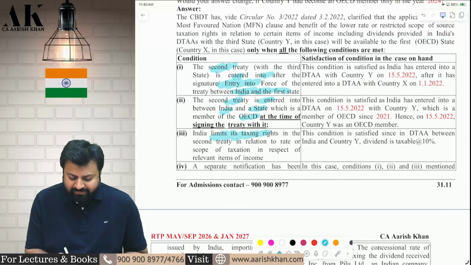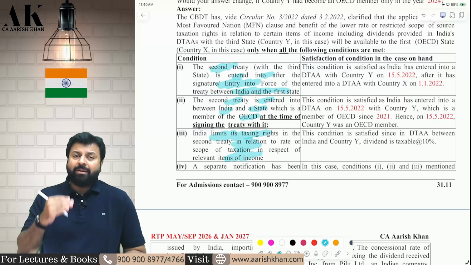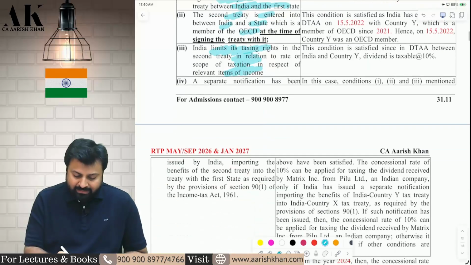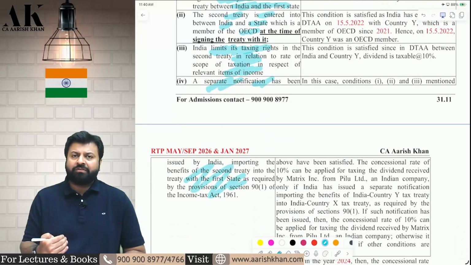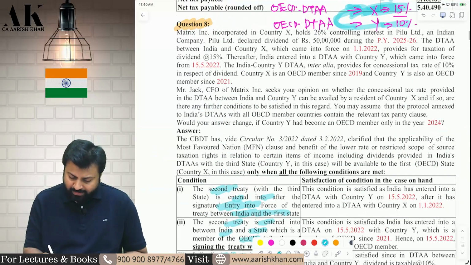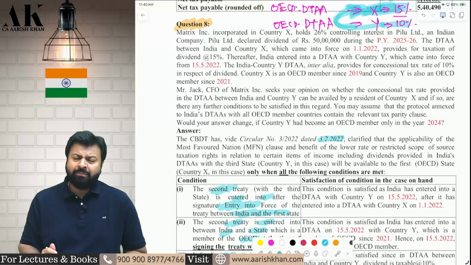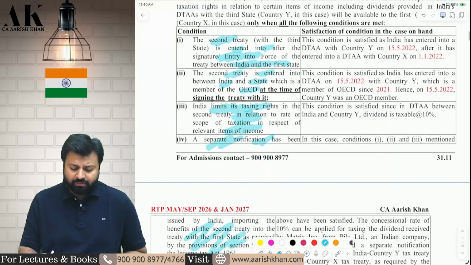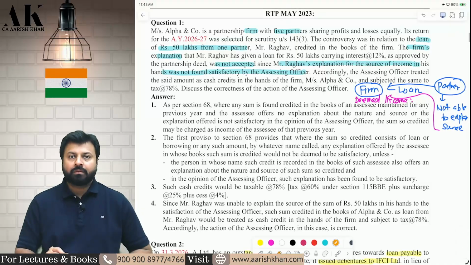India limits its rights of taxation in the second treaty in relation to the rate. Yes, India will not completely exempt, India will limit its rights to 10%. And the central government will issue a separate notification for the same. Yes, the central government has issued a notification for the same in 2022. Therefore, the entity is eligible for the 10% tax rate. I hope it is clear to all of you. So this is what this first RTP is all about.